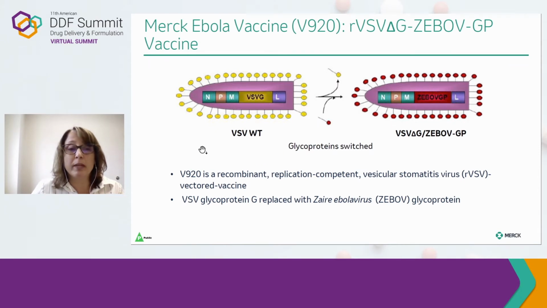The vaccine itself is based on VSV, which is vesicular stomatitis virus. It's a recombinant virus, which is replication competent, but instead of having the outer glycoprotein, the little yellow dots around the edge that represent the glycoproteins, it's switched out for the Ebola glycoprotein. That's how we were able to generate the immune response without having to work with the Ebola virus itself. So the VSV glycoprotein G is replaced with the Zaire Ebola virus glycoprotein.